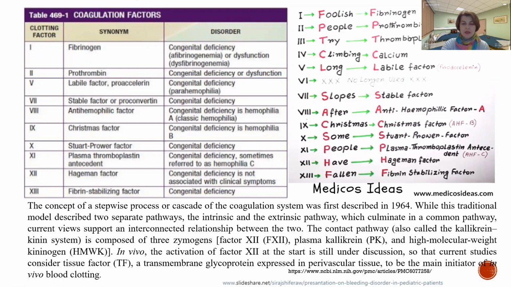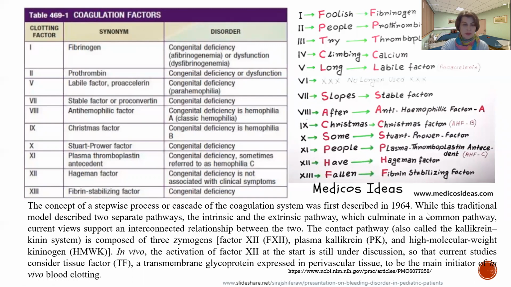The contact pathway, also called the kallikrein-kinin system, is composed of three zymogens: factor 12, plasma kallikrein, and high molecular weight kininogen. In vivo, the activation of factor 12 at the start is still under discussion, so current studies consider tissue factor, a transmembrane glycoprotein expressed in perivascular tissue, to be the main initiator of blood clotting in our body.